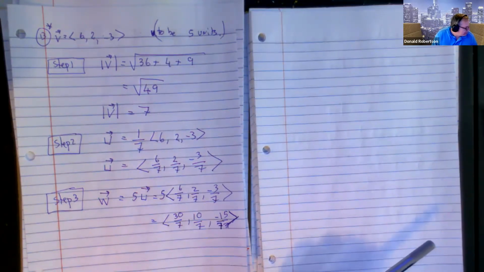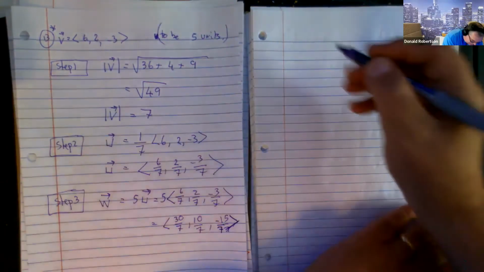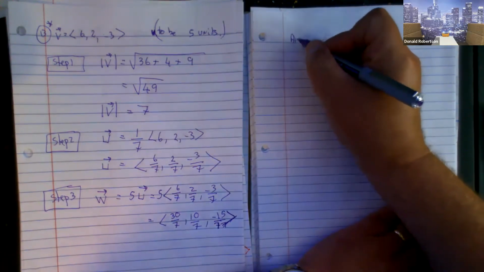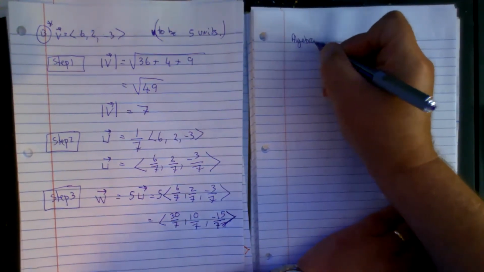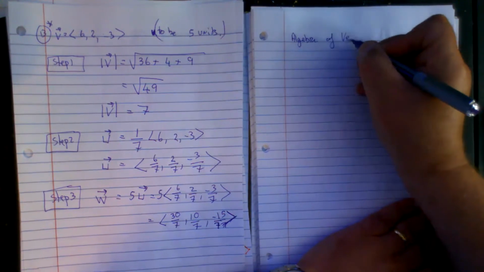Now, the second last part of this section, there's something else after this that we want to do, is the algebra of vectors. So what do you do with the brackets? Like, why do you have the bracket for V, X, and not for U or W?